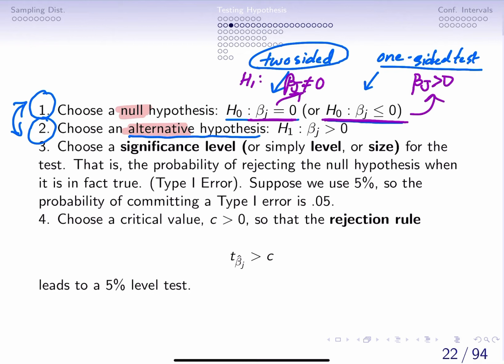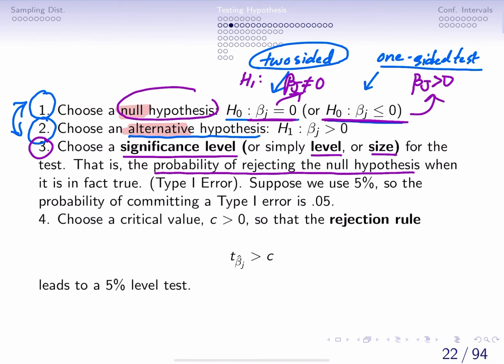The third step is that you choose a significance level, or the level or the size for the t-test. Now, this is important: this is telling us the probability of rejecting the null hypothesis. Remember what we've done with the null hypothesis: we've made a guess about what the effect of xj on y is. We've hypothesized what that is in the population.